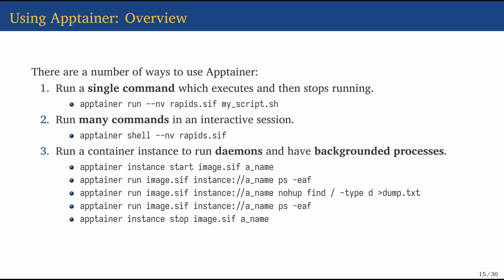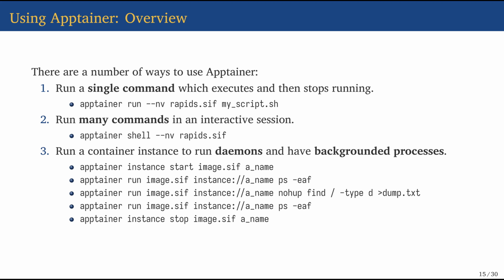So you can run a single command and you just go apptainer run. There's also an exec, but run is a better option to use. Use run. That runs a single command, and that's how you'll use it in your sbatch job scripts, pretty much. You can only run a single command, and that's at the end of the line.